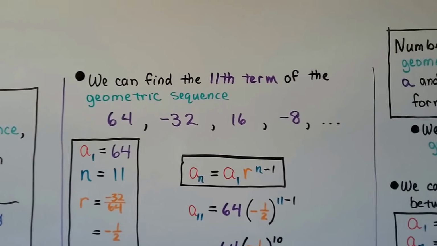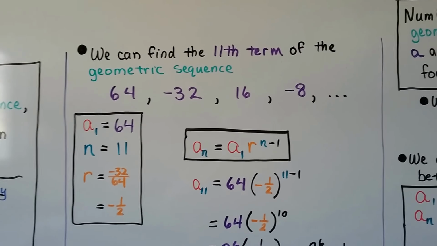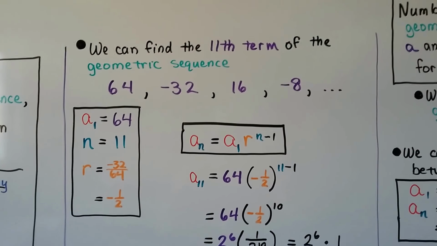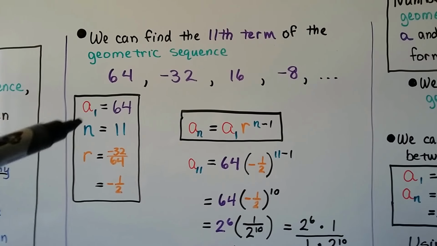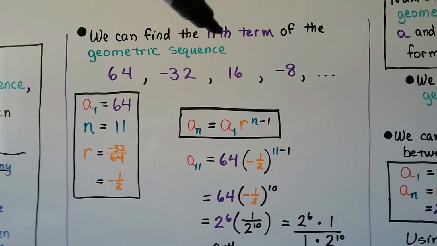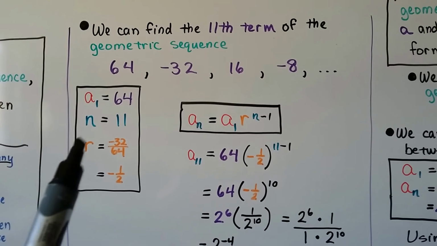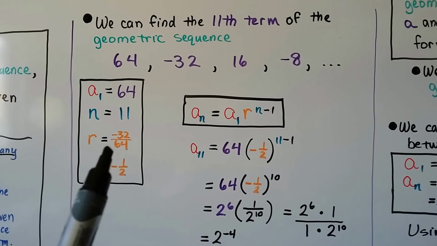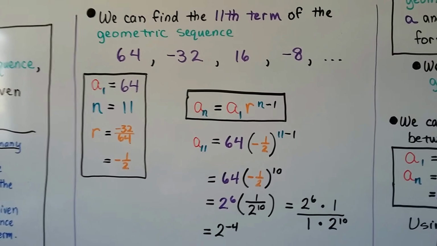We can find the 11th term of a geometric sequence. Here we've got 64, negative 32, 16, negative 8. We see we have alternating signs, don't we? But that's okay. This is what we're given. We know a sub 1 is 64. We're trying to find the 11th term, so n is going to equal 11. And we're given that r is equal to negative 32 divided by 64. Okay? So that's going to be a negative half, isn't it?